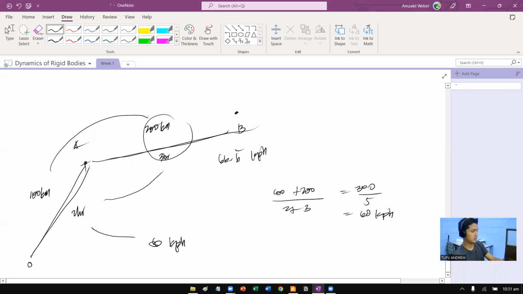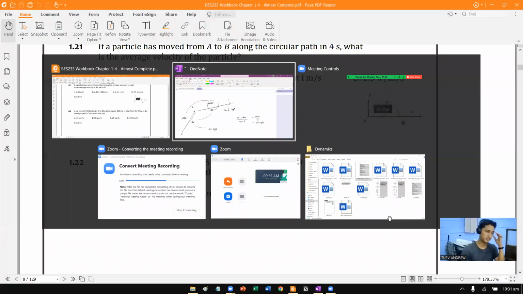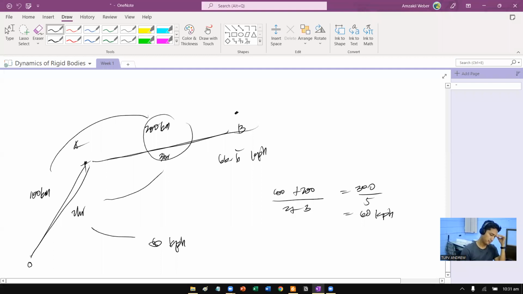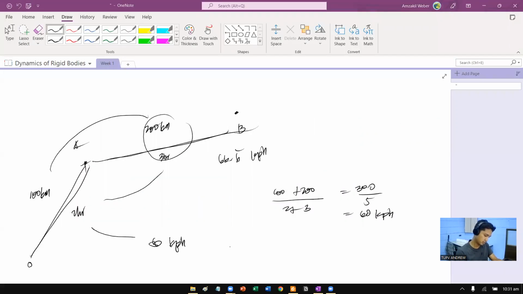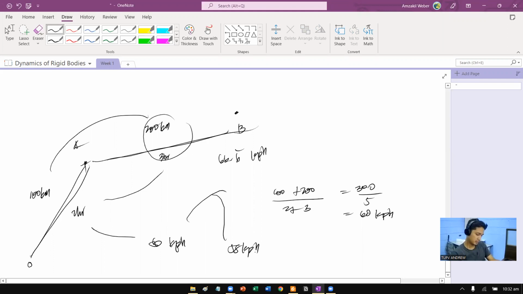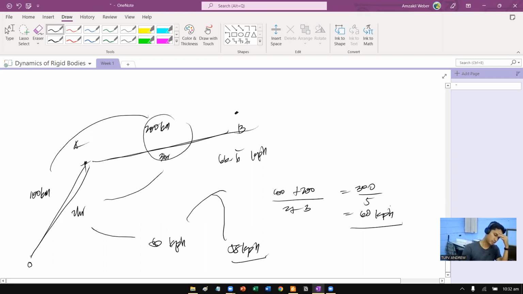The average of 50 and 66 should be 58. I think this would be 58 if you add them. So 58 is letter B, and letter C has 100 km per hour, but the correct answer is this one.